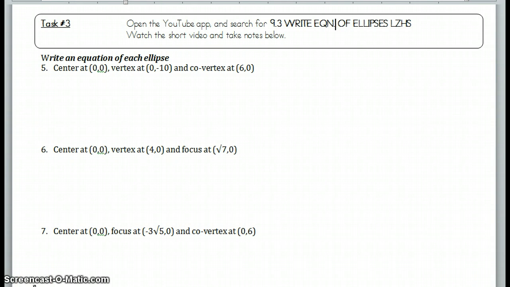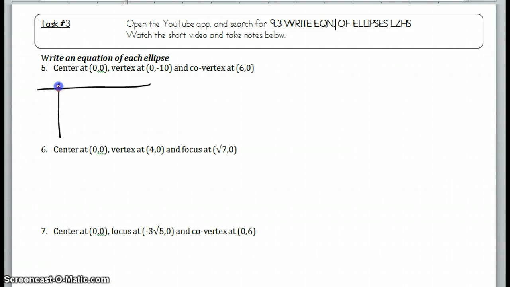In this video, you will learn how to write the equation of an ellipse given certain critical information. So let's look at example 5. We are given a center at (0, 0), a vertex at (0, -10), and a co-vertex at (6, 0). I would start by plotting the different points.